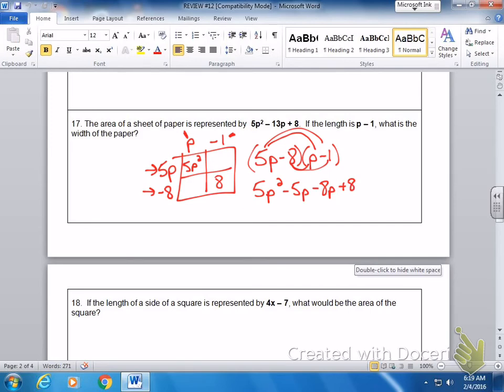So I do have the 5p squared and the plus 8, but I need to combine my like terms. So I still have 5p squared. Negative 5p minus 8p would be negative 13p plus 8. So I am correct. So my answer is 5p minus 8. So don't mess up that problem, guys. That's really not a bad one. Let's go to the next one.